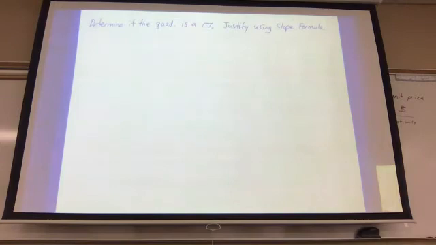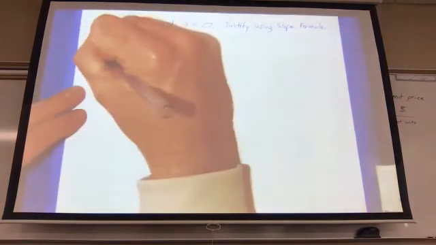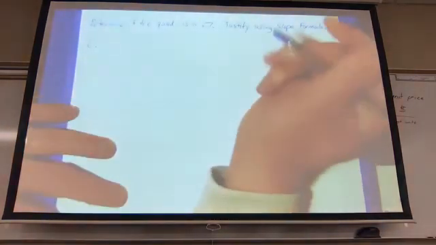This is going to look new to you at first, but it's actually something you've already done this year. It's just going to tie together some stuff you've already done. All right, here's what they're going to do. They're going to give you the four corners of your quadrilateral.